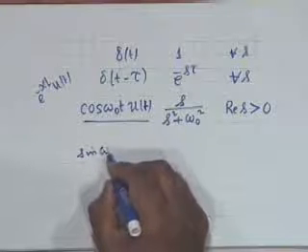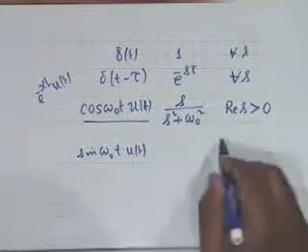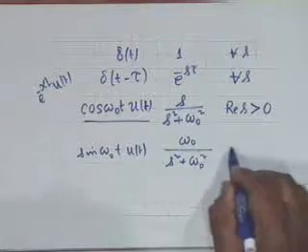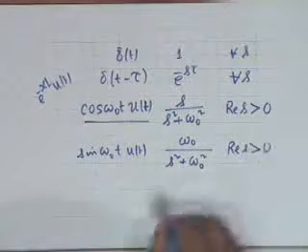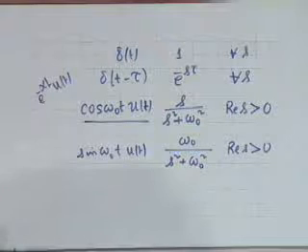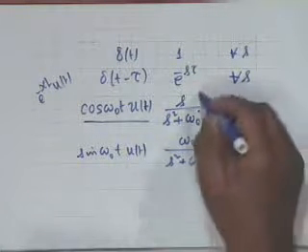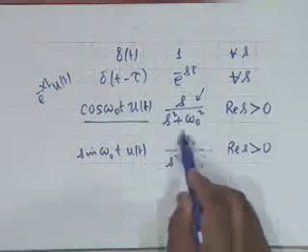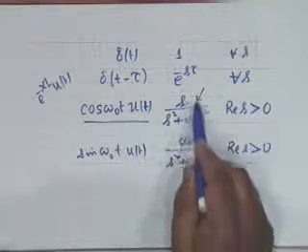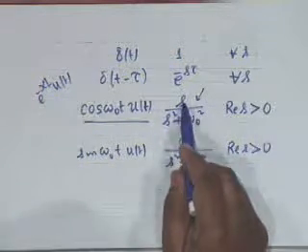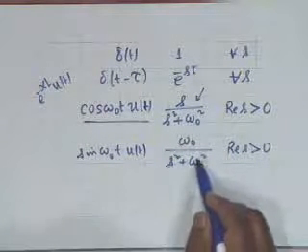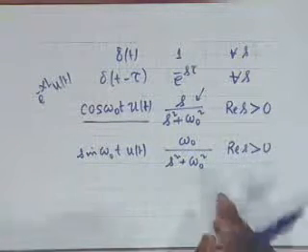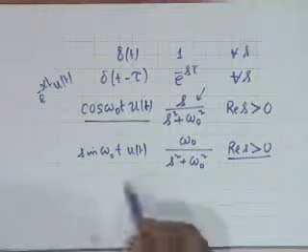In a similar manner, if I take sine of omega 0 t u of t, then the Laplace transform becomes omega 0 divided by s squared plus omega naught squared, and the ROC is the same, real s greater than 0, because the ROC depends on the poles, not on the zeros. This function has a 0 at s equal to 0. This function does not. How many zeros does this have? 2, one at origin and the other at infinity. This function has 2 zeros, both of them at infinity. The zeros do not affect the ROC. It is only the poles, therefore the ROC remains the same.